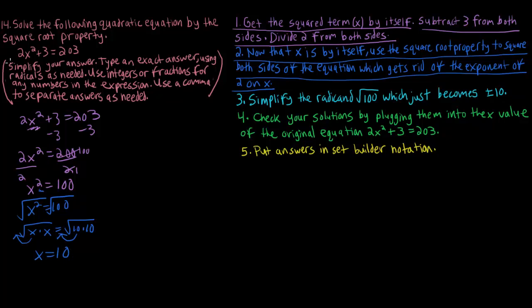And actually we also did step 3, which is simplify the radicand, square root of 100, which just becomes plus or minus 10. That's what we did right here. We took the radicand square root of 100 and we just simplified it into plus or minus 10. So now we have, and actually it's important to note that it is x equals plus or minus 10.